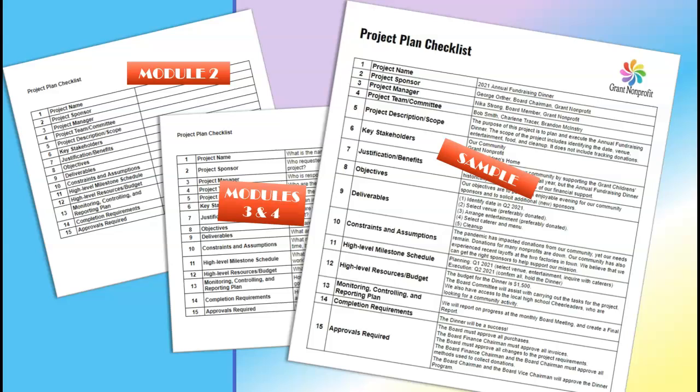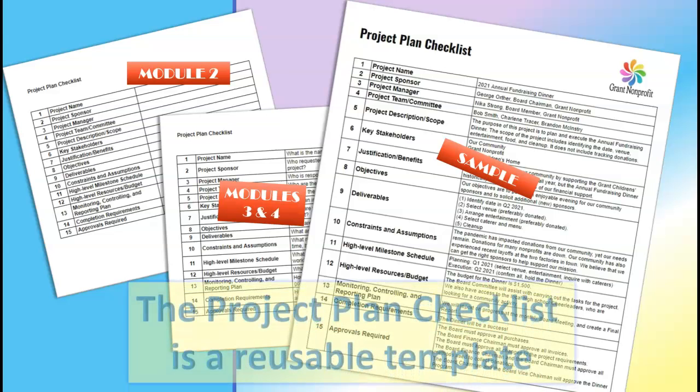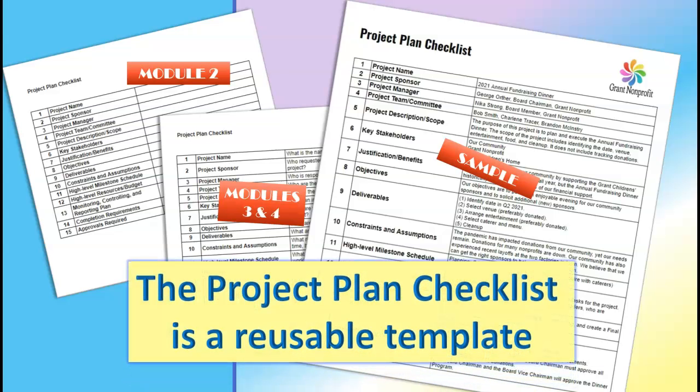For example, to fill in the project name element line, you would ask, what is the name of the project? For the project sponsor line, you might ask, who requested or owns the project? Or who will be supporting the project? Or who has the authority to make decisions about the project? After you have identified questions for all of the 15 elements, you will turn in your final project plan checklist for review. Your project plan checklist is a template that you can use over and over for any type of project.